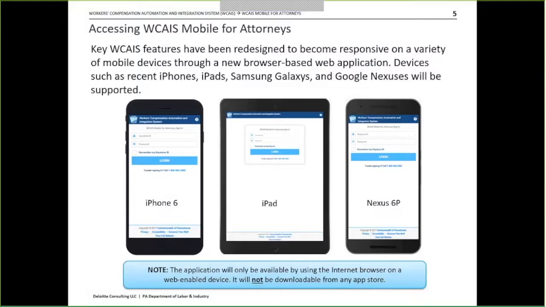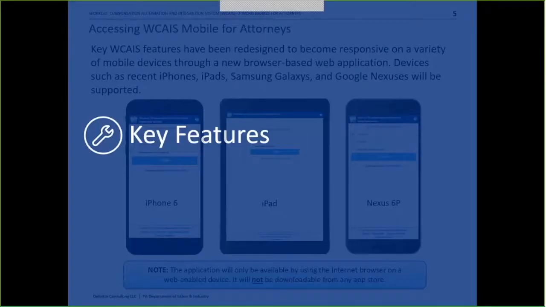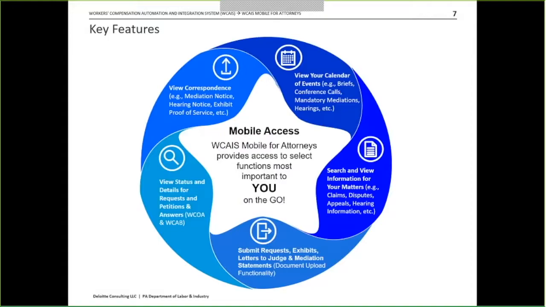Now we're going to do a deep dive into the app's features. Just in a nutshell, here are the different key features of the mobile app. The first is the ability to view your calendar of events, which will subsequently provide you with the ability to use other applications on your phone, such as maps and directions. You're also going to be able to search for and access information on the workers' compensation matters of which you are an interested party.